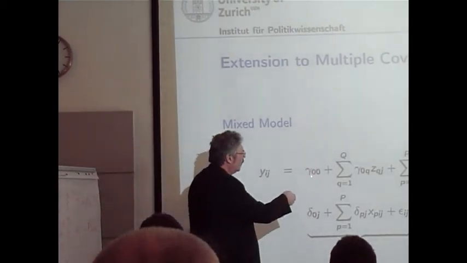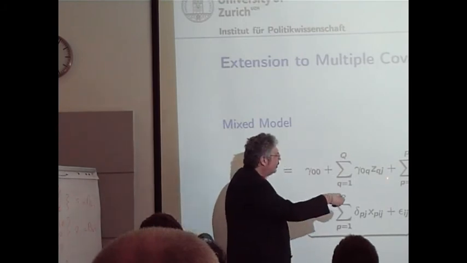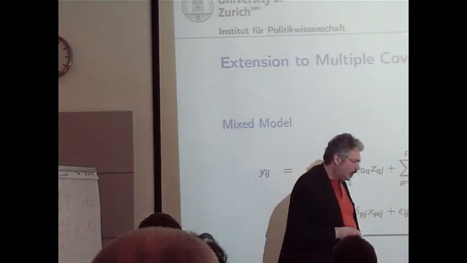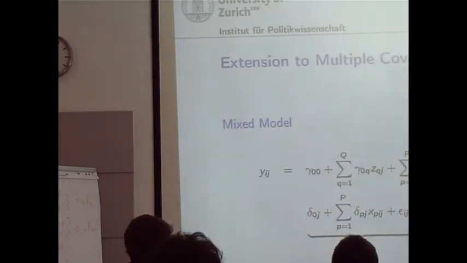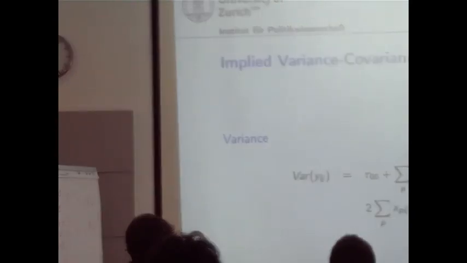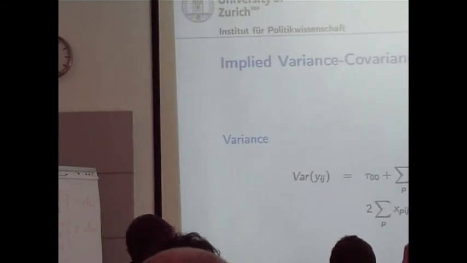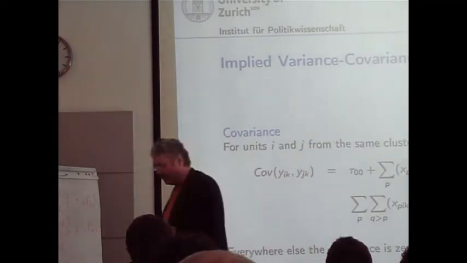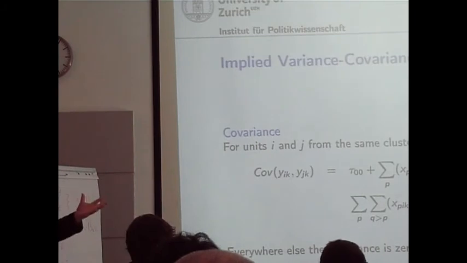We have the overall intercept, we have the effects of the level 2 predictors, we have the main effects of the level 1 predictors, and we have the cross-level interactions and an error term. And likewise, the variance of y and covariance of y become much more complex looking expressions. Here is what they look like, but I'm not going to go into much detail. The same story as before.